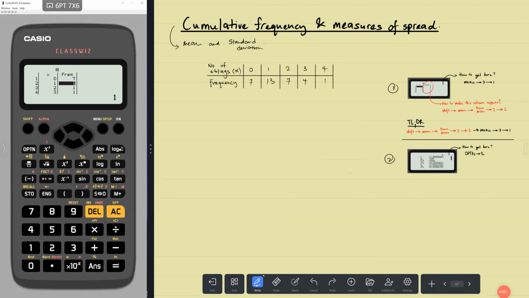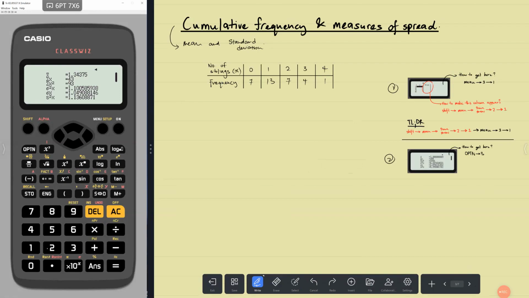And now you go to the frequency column by pressing the numpad buttons. 7 equal, 13 equal, 7 equal, 4 equal, 1. Once you're done with that, you can press the on button to go back to the main screen. Then you have to press the option button, so I'll press the option button and press 2.